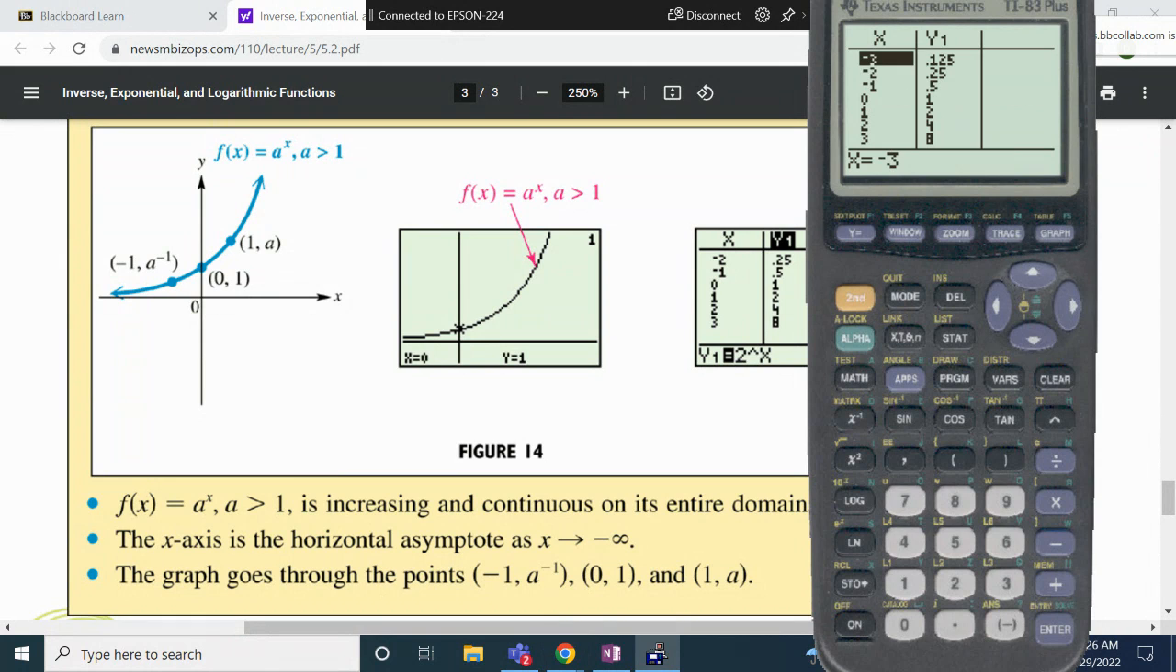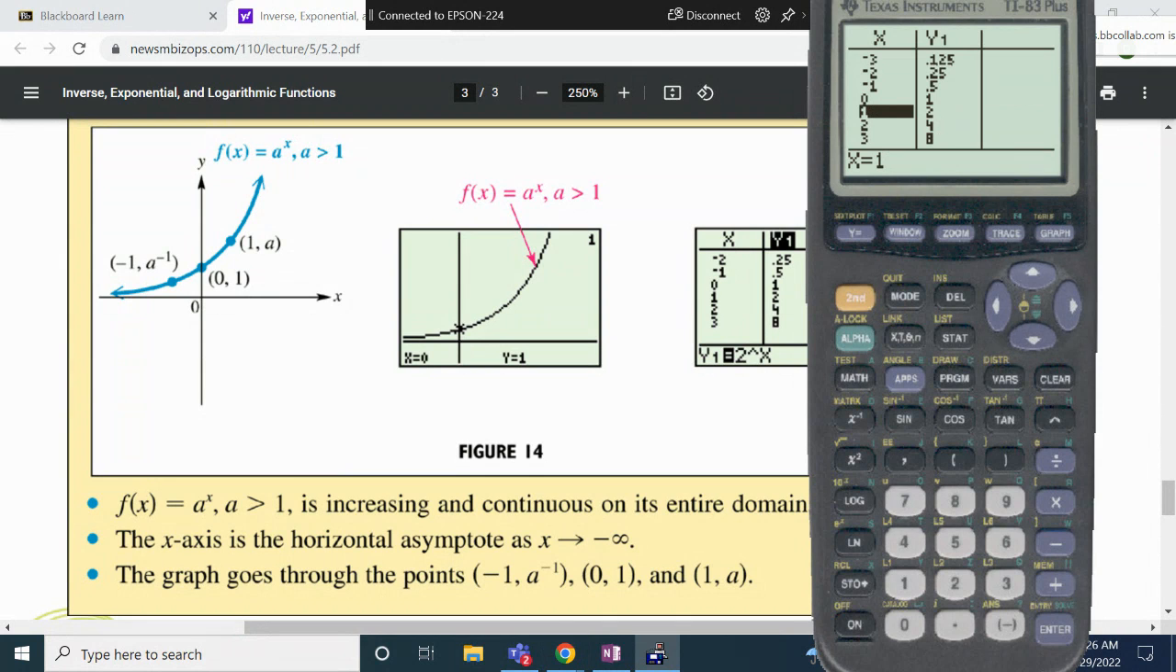All right, and notice the points that are on the line. We have -1 comma 1/2, right, which is 0.5. We have the point 0 comma 1, and we also have the point 1 comma 2.